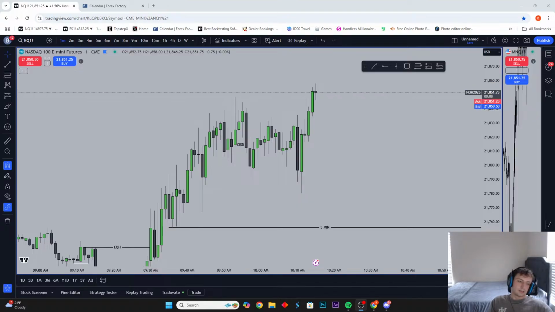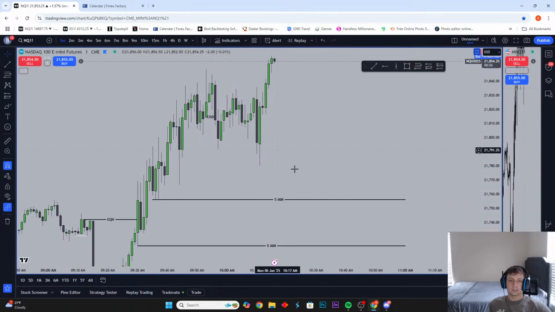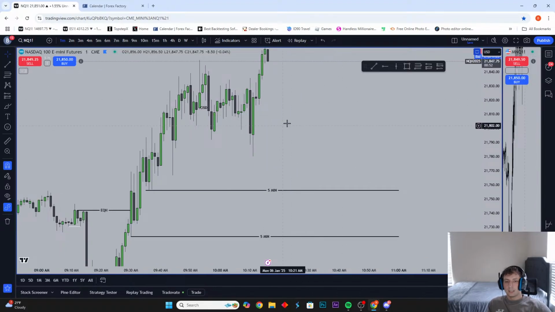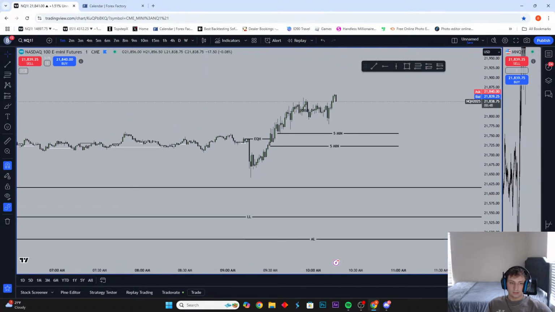So 15 minutes here, unless I see something that wants to keep me on, like a big death candle to the downside, we start creating structure, reject SMT inside a PD array, and then have an inverse fair value gap to target these levels down here.